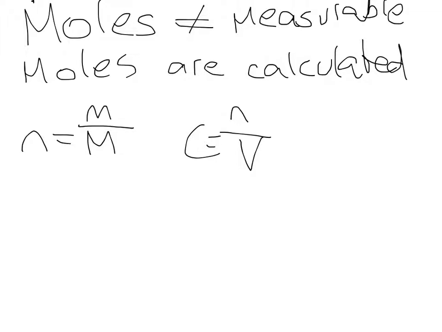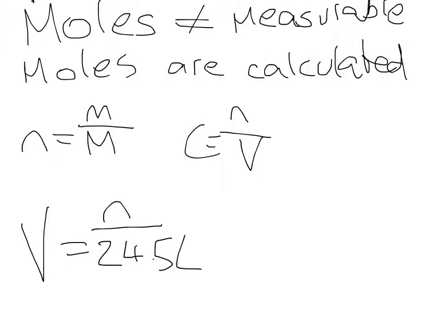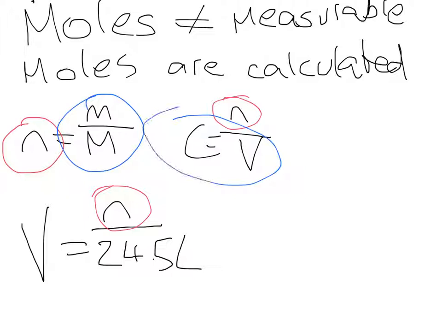Or if I'm dealing with just volume by itself, so a volume of a gas, that equals the number of moles divided by the number of litres of gas at whatever atmospheric conditions. I think at 25, it's about 24.5 litres. So when I say moles are calculated, we often have to calculate moles. If we don't know the moles, but we do know the other values, then we can plug the other values into our equations and boom, out pops the moles.